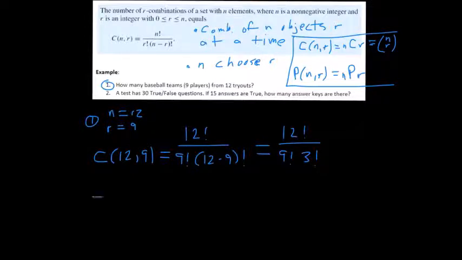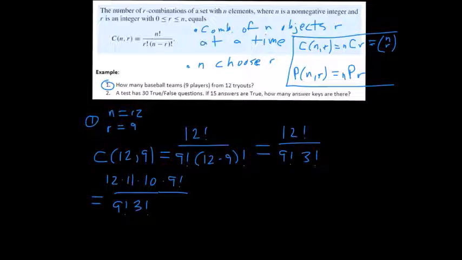So this is equal to, again, the denominator has a 9 factorial and a 3 factorial. So think about what 12 factorial is. It's 12 times 11 times 10 times 9 times 8 times 7 times 6 times 5 times 4 times 3 times 2 times 1. But I can also write that as 12 times 11 times 10, and instead of writing out times 9, 8, 7, 6, 5, 4, I can write this as 9 factorial. Because 9 factorial is the 9, 8, 7, 6, 5, 4, 3, 2, 1.